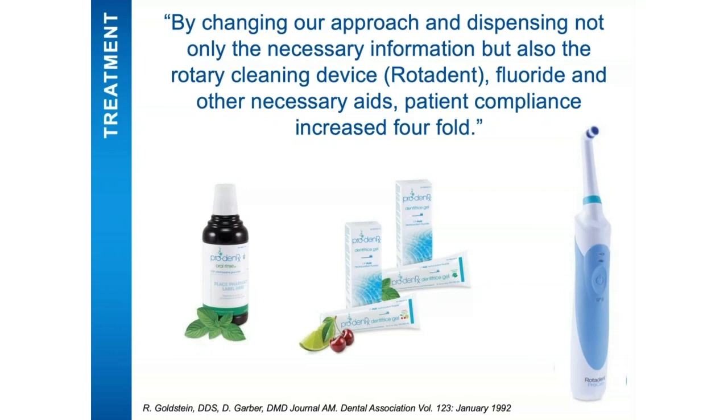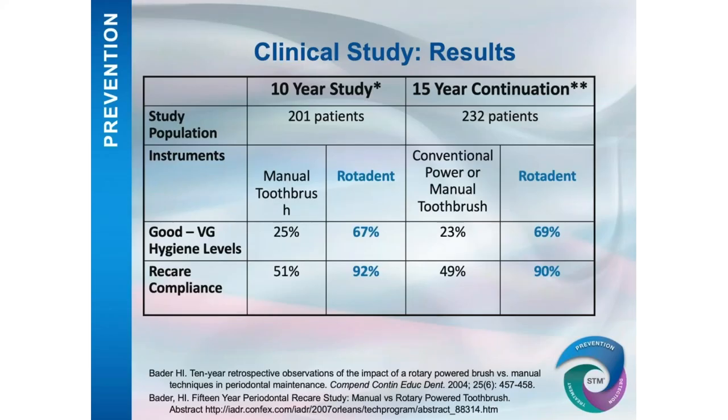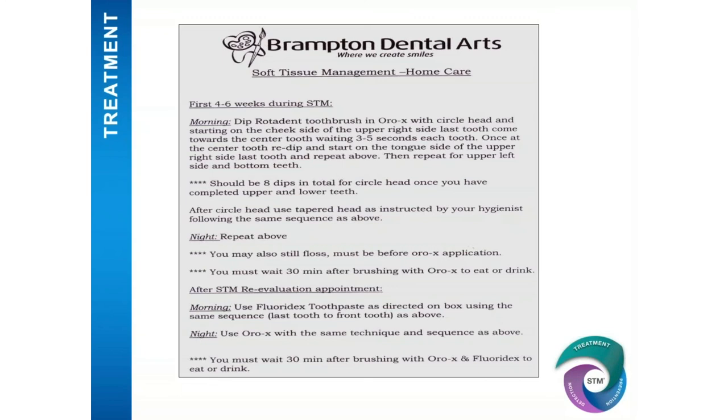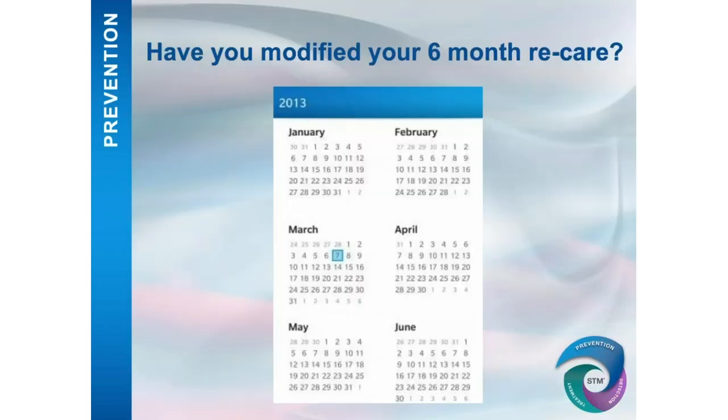So studies have been done on the rodent usage showing that it increased patient compliance, which is great, right? Instead of confusing the patient, giving them all these tools, we gave them this one thing and it worked very well for them. And this is really a study beyond its years, which in essence showed out of 200 plus patients that recare compliance even went up with the rodent. So with the program, you will receive oral home care instructions that tell the patient what they need to do morning and night. And at the end of the day, have you modified your 6-month recare?